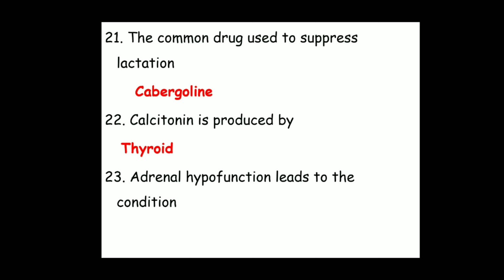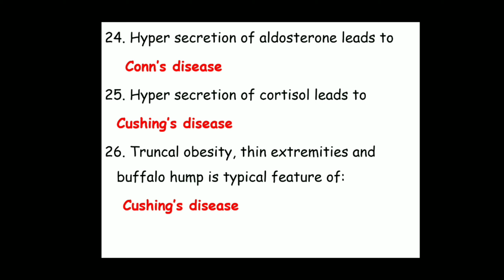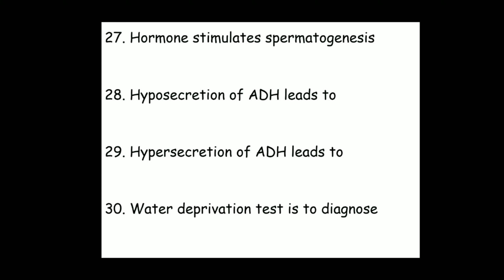Adrenal hypofunction leads to the condition Addison's disease. Hypofunction is Addison's. Hypersecretion of aldosterone leads to Conn's disease or primary hyperaldosteronism. Hypersecretion of cortisol leads to Cushing's disease. Truncal obesity, thin extremities and buffalo hump are typical features of Cushing's disease. Hormone that stimulates spermatogenesis: FSH.